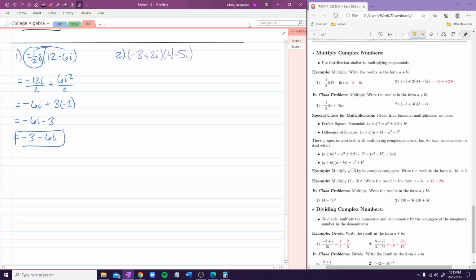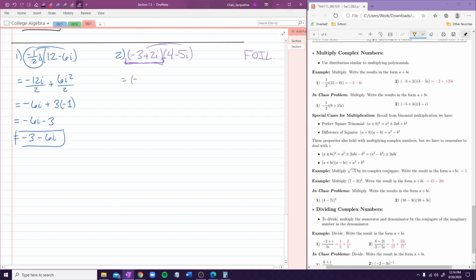So how do we do this? We're going to use the FOIL method, or distribution. I'll show you two ways. I'll do the FOIL method second. For the distribution, you can act like this is just one giant thing, like a box. So we're going to take this entire thing and distribute it.